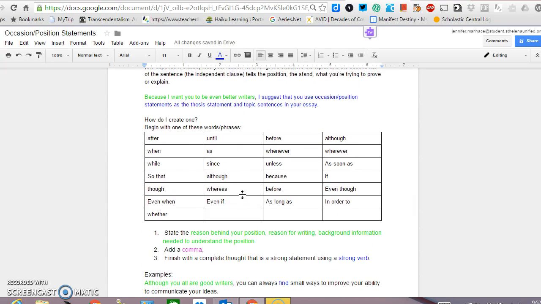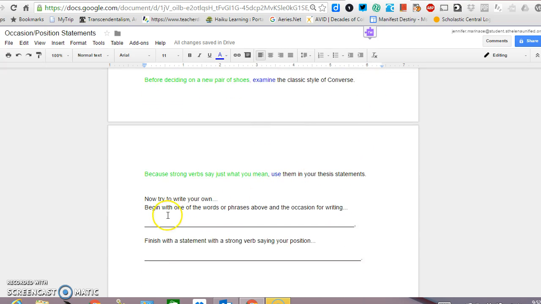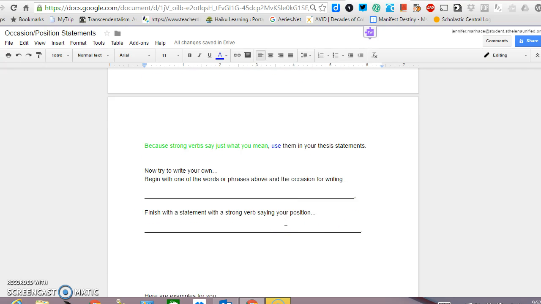Okay, so if you're going to write your own, start with one of those words or phrases from above. You've got them here on the chart. Pick one of those that you want to try. Write that down here, and then also write the occasion. Then, there's your comma. I already put it in there for you. And then you want to finish with your position.